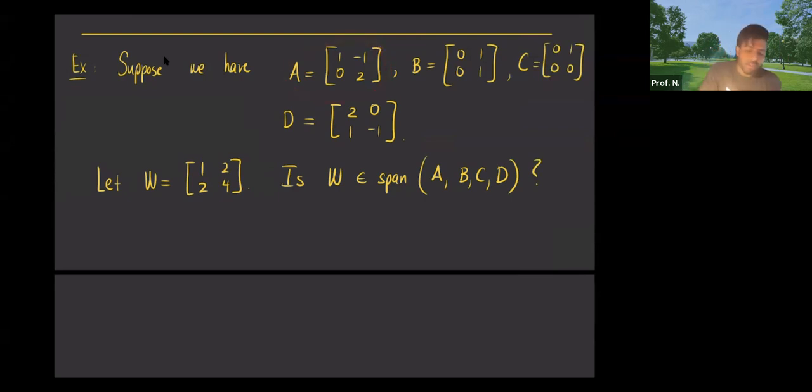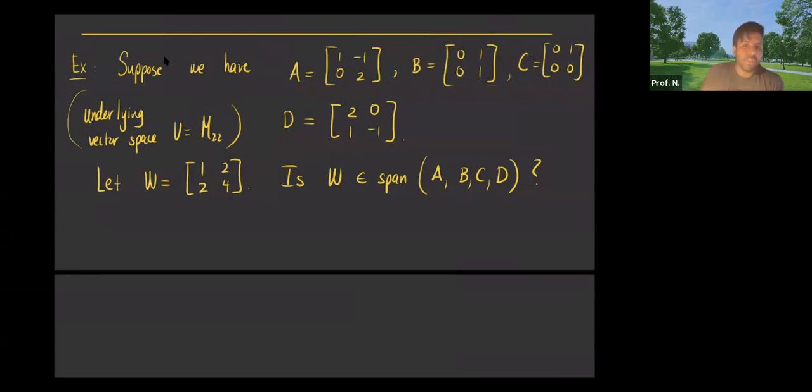And what's the underlying vector space? The underlying vector space is the set of 2 by 2 matrices. Remember we talked about the set of n by n matrices being a vector space. So we have a subset of that vector space. We have these 4 vectors, or in this case, 4 matrices.